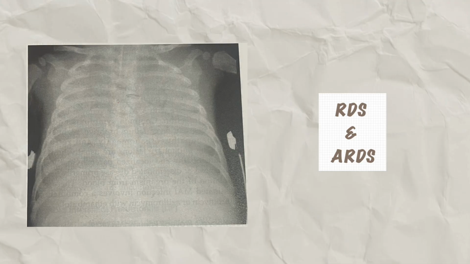Clinical features. The onset of respiratory distress usually occurs within the first 6 hours of life. Clinical features include tachypnea, retractions, grunting, cyanosis, and decreased air entry. A chest X-ray depicts low volume lungs, reticular granular pattern, ground glass opacity, and air bronchogram. The lungs become white out in severe disease.